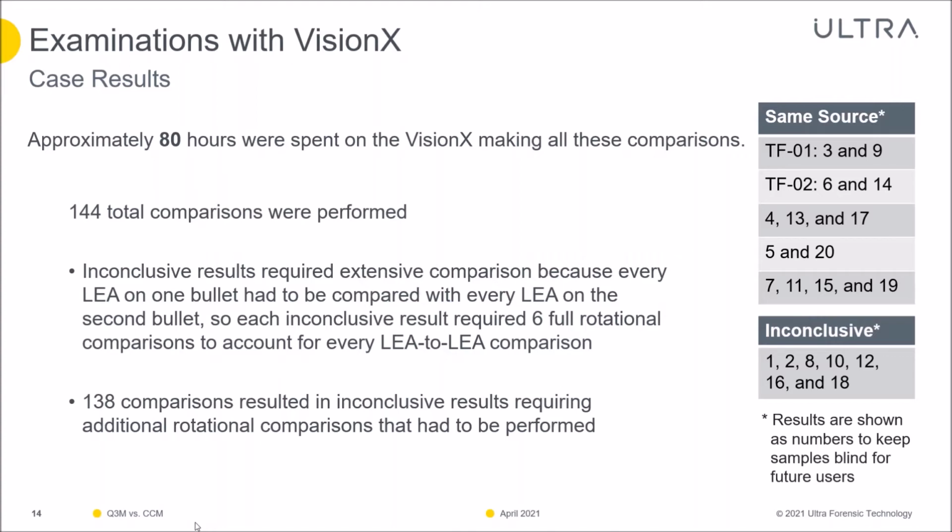Now keep in mind, you can see there's a lot of inconclusive results there. Inconclusive results required extensive comparison because every land engraved area on one bullet had to be compared with every land engraved area on the second bullet. So each inconclusive result required 6 full rotational comparisons to account for every land-to-land comparison. 138 comparisons resulted in inconclusive results, so you can imagine the state of my eyes after looking at all these striations and coming up to all those inconclusive results.